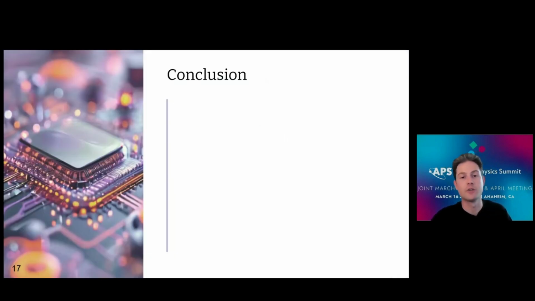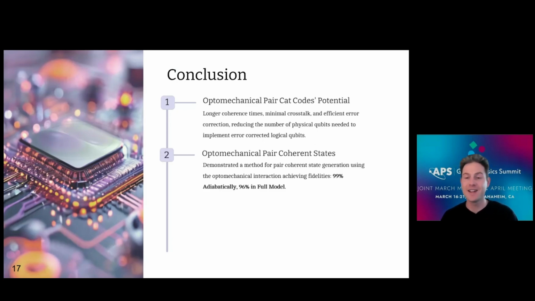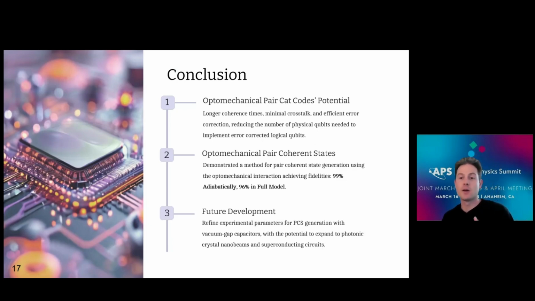So in conclusion, I've shown some of the potential for optomechanical systems to generate cat codes, showing that they can have longer coherence times with minimal crosstalk, which can help to reduce the number of errors for quantum circuits, which could lead to larger logical qubit systems. I've then shown how we can generate pair coherent states and help improve some of these even more, achieving simulated fidelities of about 99% adiabatically and 96% in our full model.